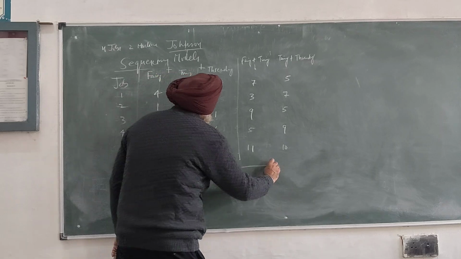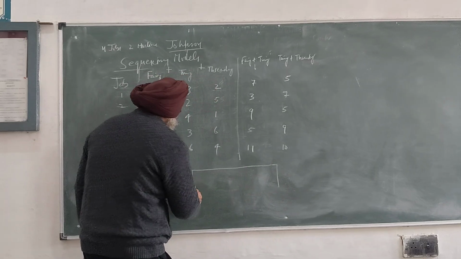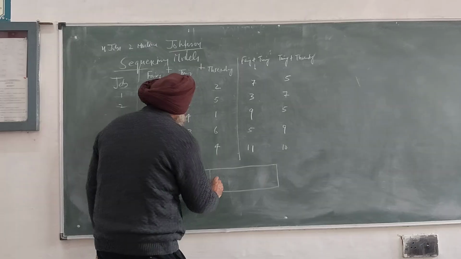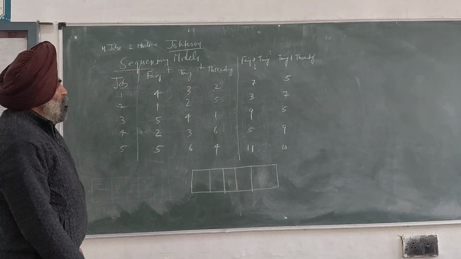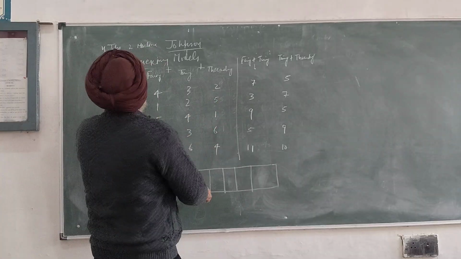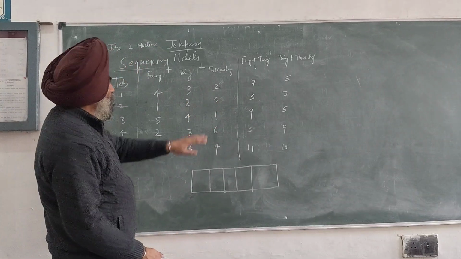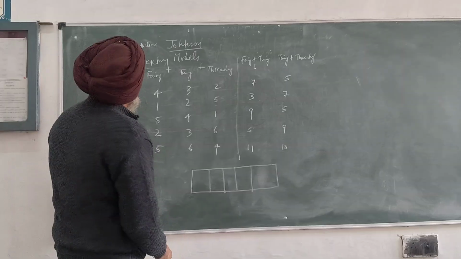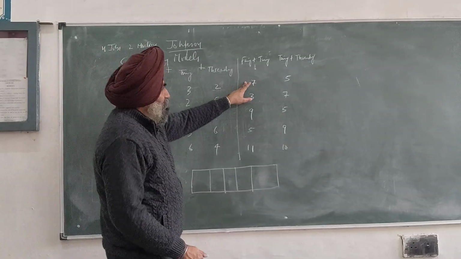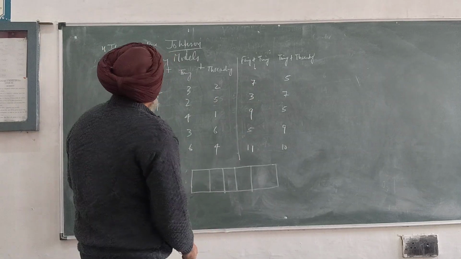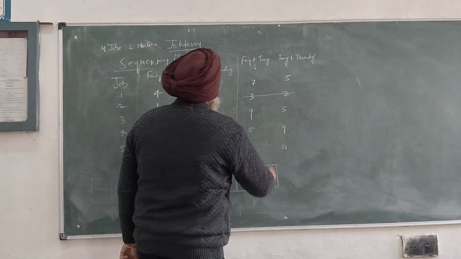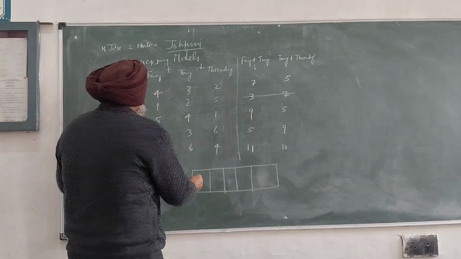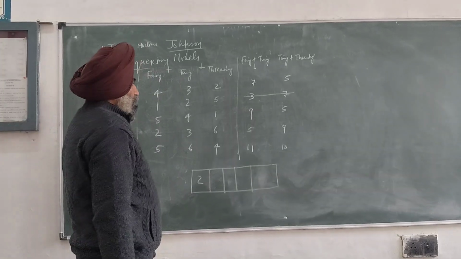Look at the sequence. How many jobs are there? There are 5 jobs. So make 5 boxes: 1, 2, 3, 4, 5. What should be the sequence? Again, this is what we discussed in the last problem. We are going to repeat the same process here. N jobs, 2 machines. Out of that, the least value is 3. It is on the left side. This is for job number 2.